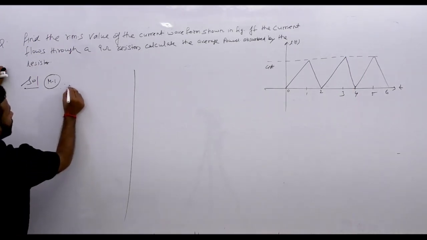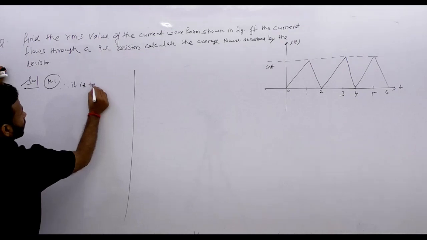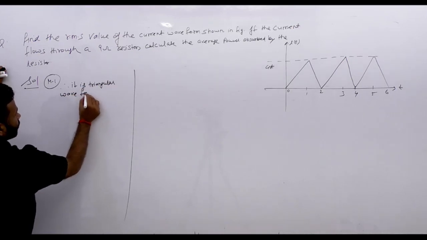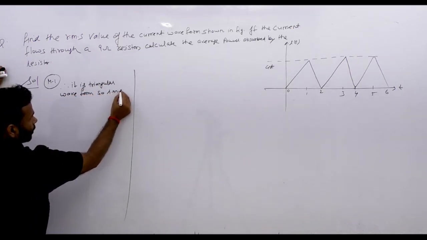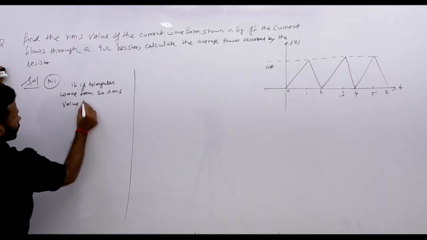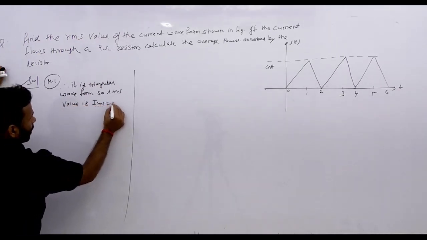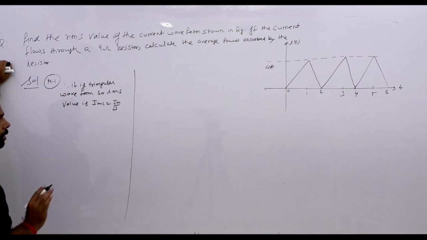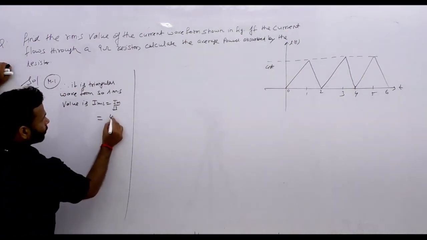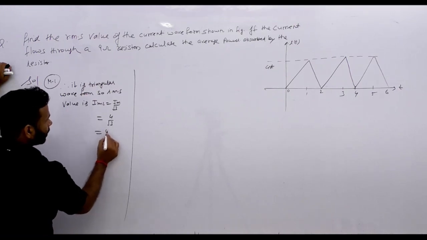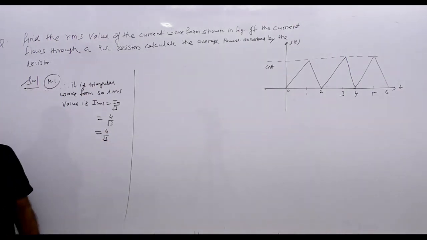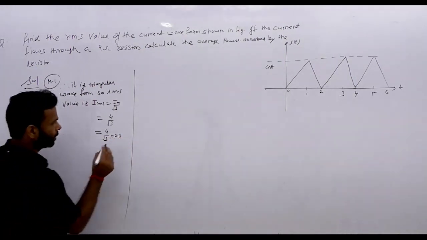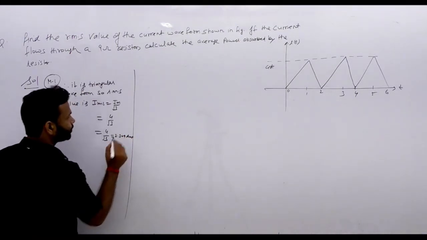For the triangular waveform, the RMS value is Im upon √3. अगर आपको ये याद है तो बहुत बढ़िया है. नाउ मैक्सिमम वैल्यू कितनी है? 4 अपॉन √3. ठीक है यहाँ तक. सो 4 डिवाइड बाय √3, इट कम्स आउट टू बी 2.309 एम्पियर. ठीक है यहाँ तक.